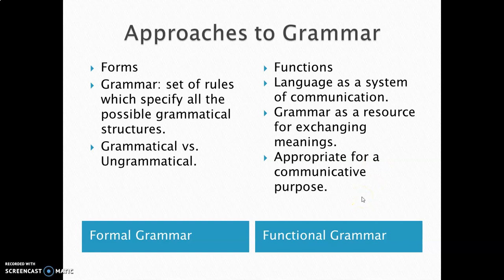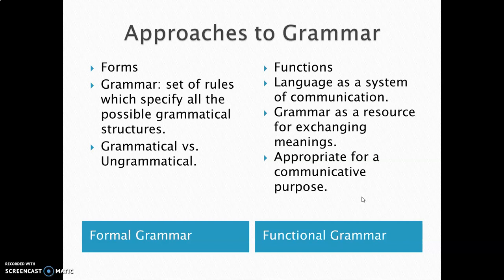As regards functional grammar, the main concern is not whether a certain sentence is grammatical or ungrammatical, but rather whether a certain stretch of language, which could be a sentence or a text, is appropriate for a certain communicative purpose.